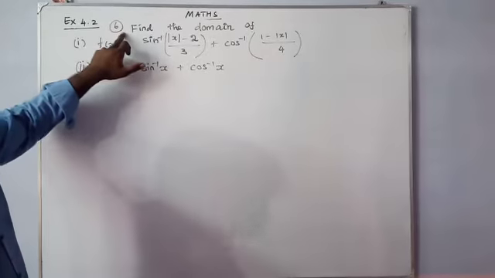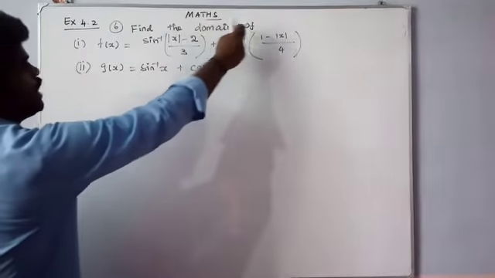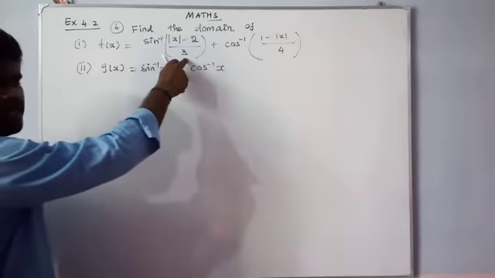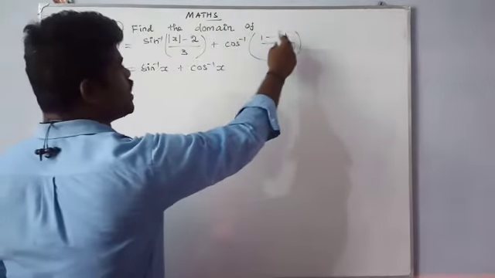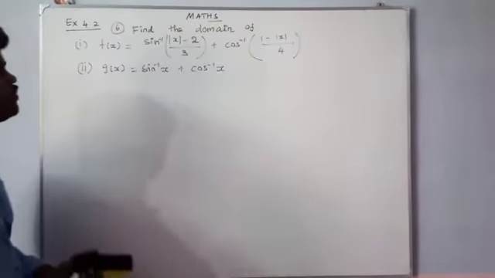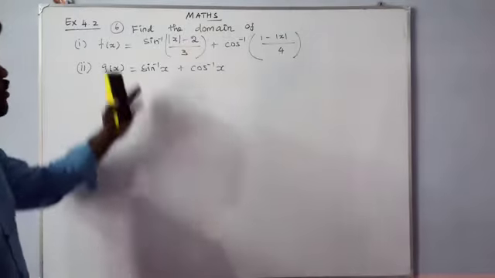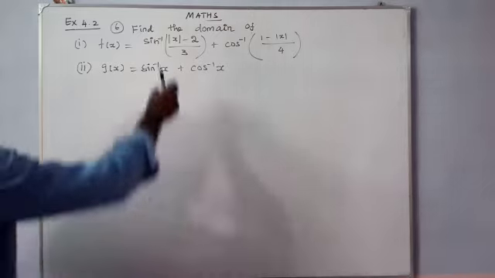Exercise 4.2, question number 6. Find the domain of f of x equal to sin inverse of (modulus x minus 2) divided by 3 plus cos inverse of (1 minus mod x) divided by 4. And the second sum is g of x is equal to sin inverse x plus cos inverse x. Here we want to find the domain of this function.